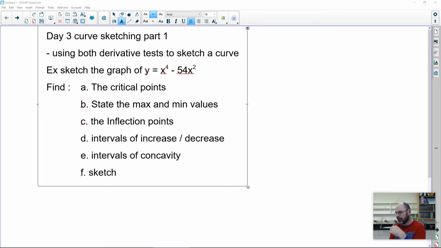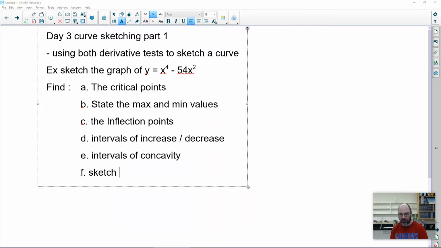Okay, so day 3 of curve sketching here. I think I'll probably do about 2 or 3 examples of curve sketching, and if I'm going to do those, it'll take a little while. So it might be 2 days. If I have to break this in 2 days, we'll see. So I'm calling this part 1.